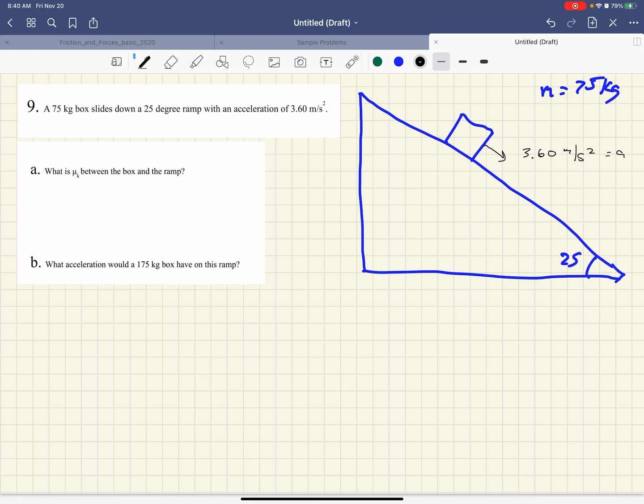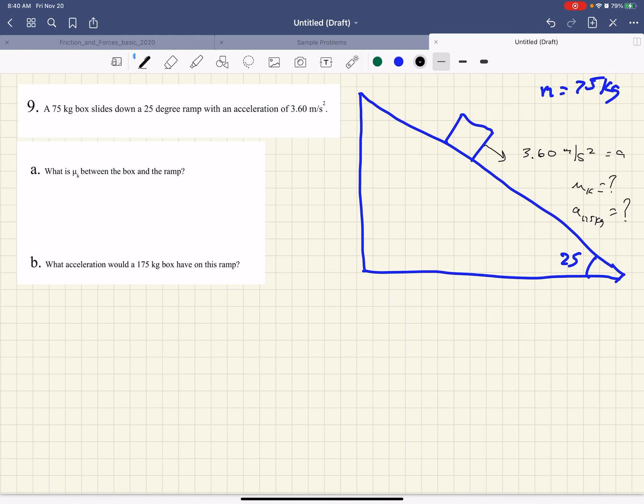So it's asking, A, what is the mu sub k between the box and the ramp? So our question is mu sub k equals what? And what would be the acceleration if it's 175 kilograms?